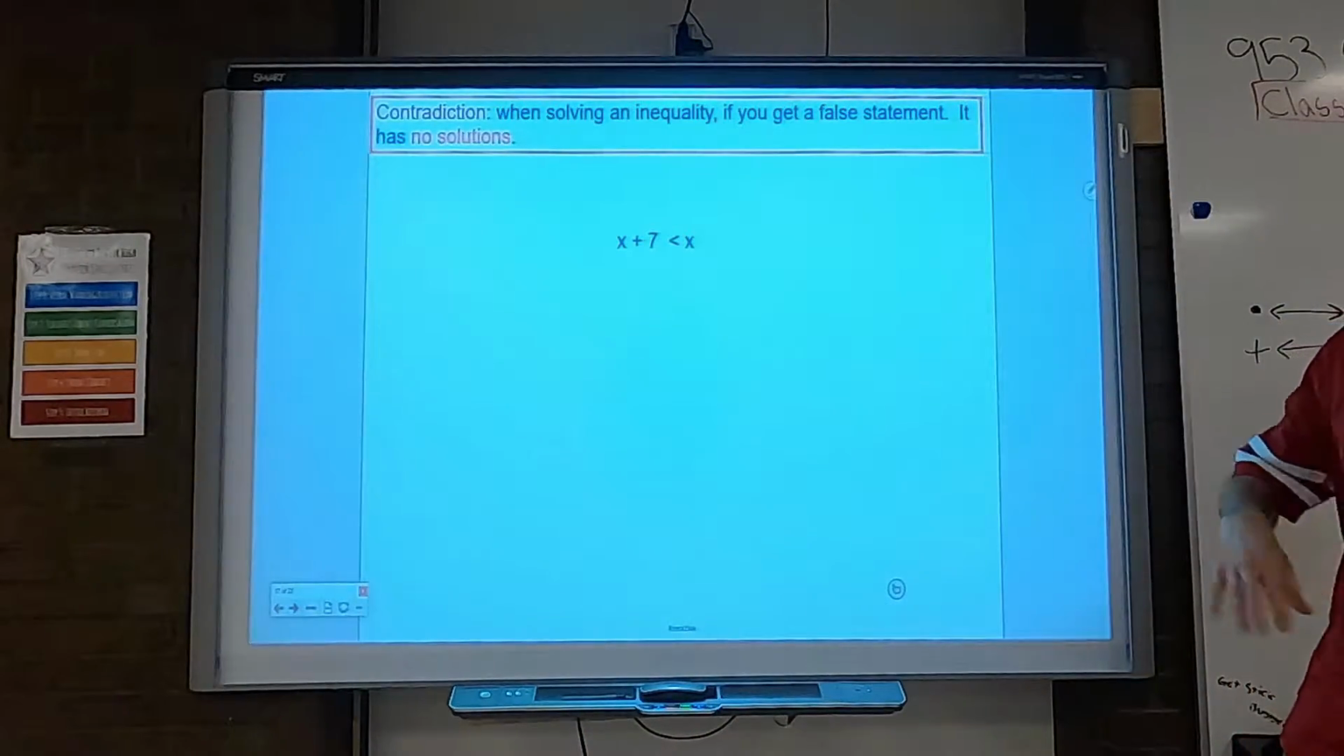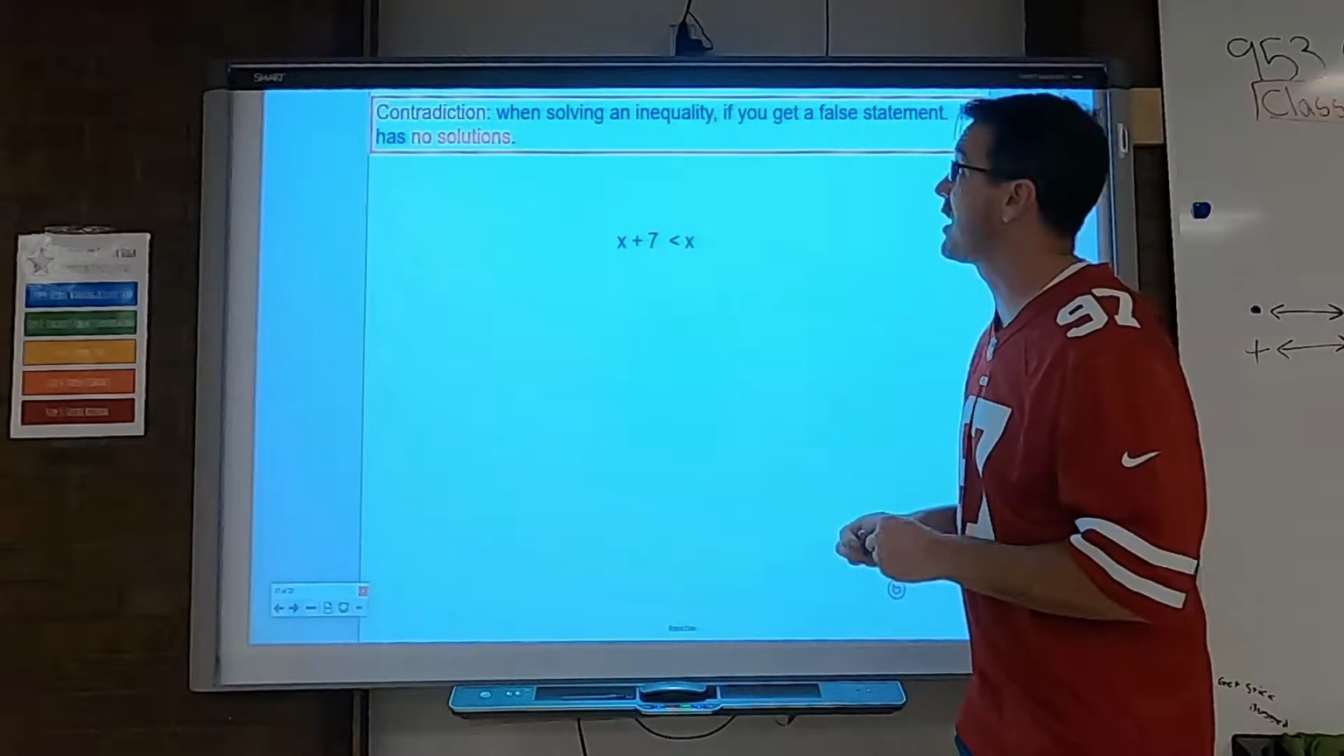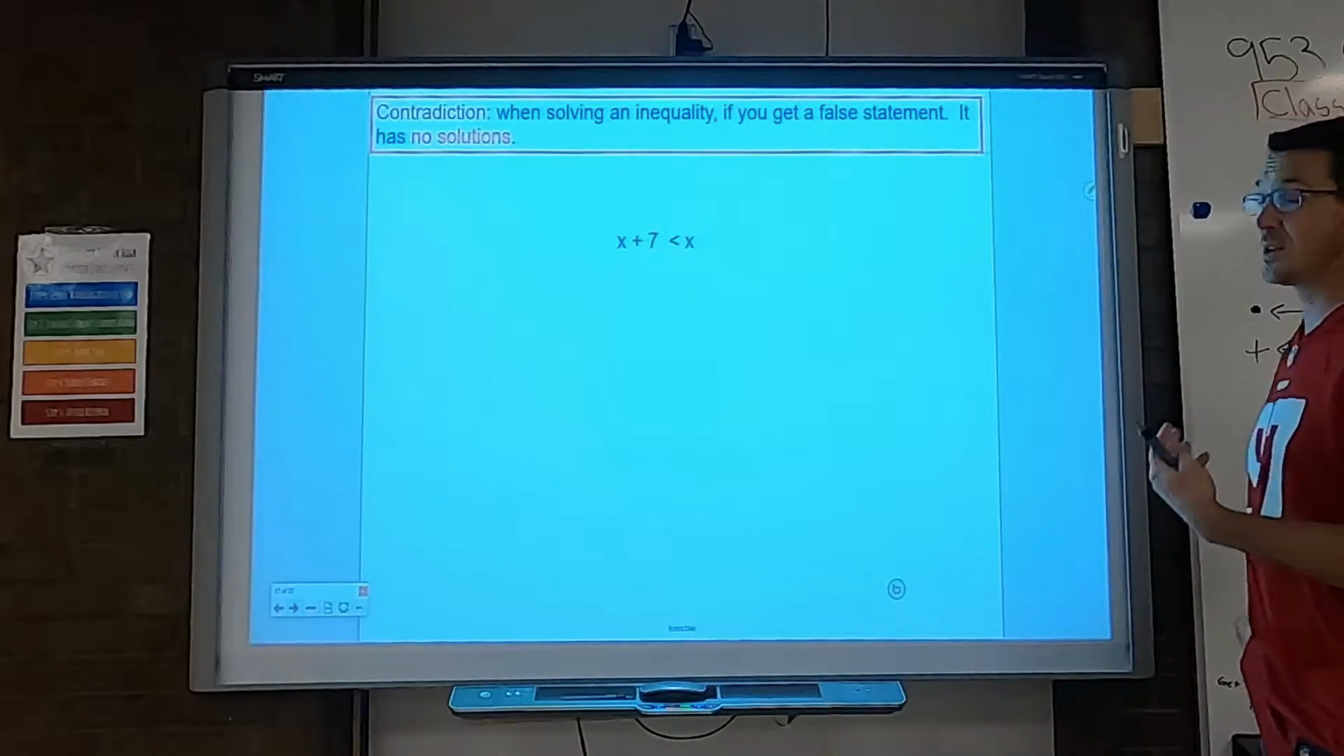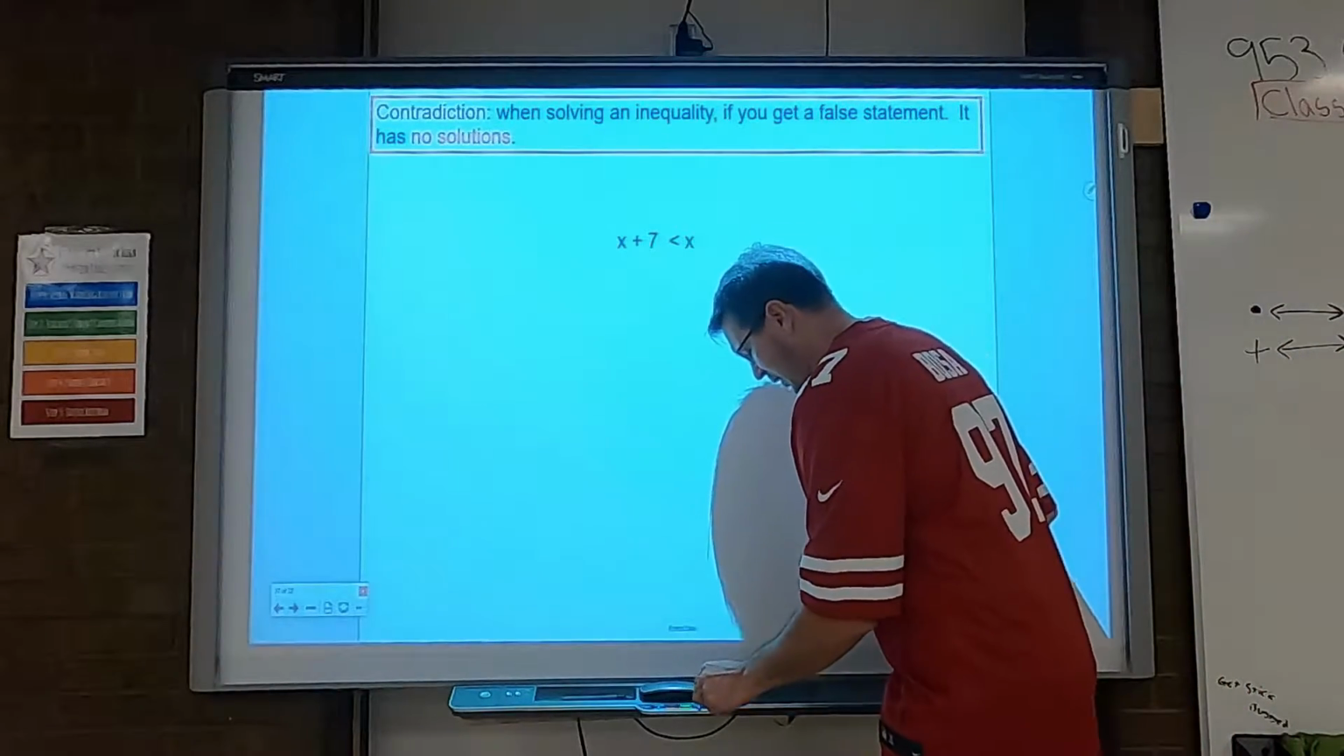So here's our next one. Again, hopefully you're writing this stuff down. This is called a contradiction. When solving an inequality, if you get a false statement, it has no solutions. And so we say, what do you mean? Well, this is what I mean.